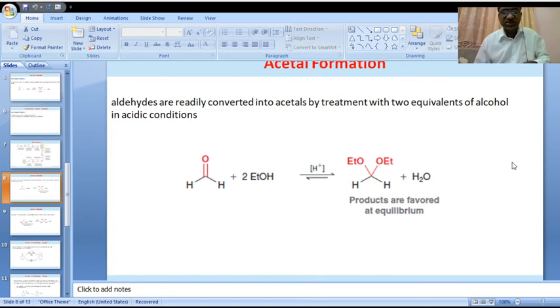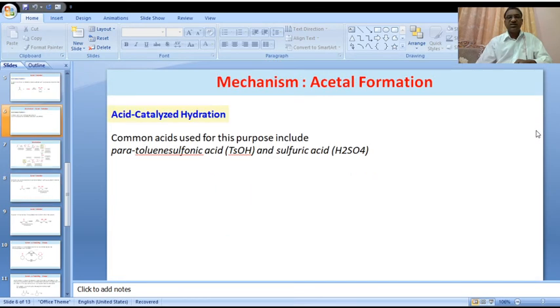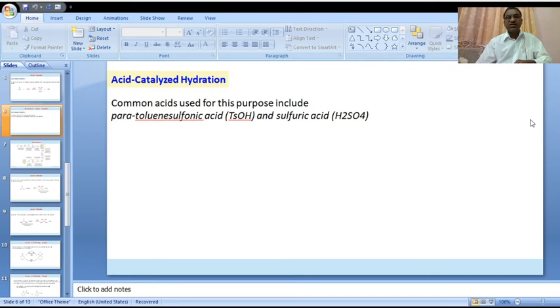The similar reaction, another type of acetal formation, similar reaction.